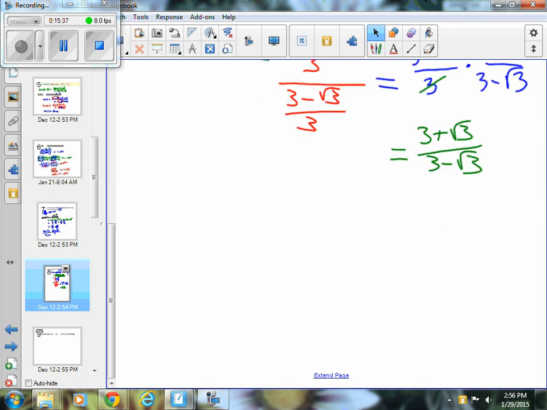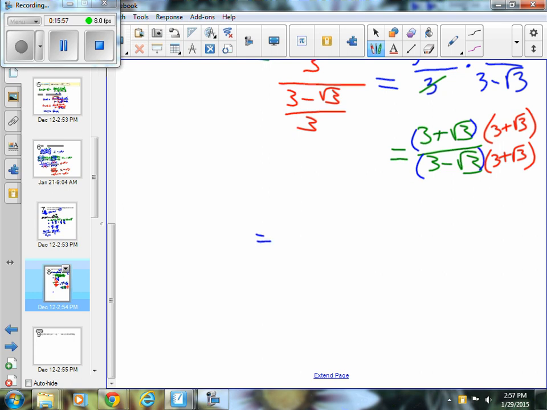Your book is assuming you know how to rationalize something to make it not have a radical in the bottom. So that's where we need to multiply by the conjugate. We're going to multiply top and bottom by 3 plus square root of 3. So top and bottom will multiply by that. And then just a little bit more arithmetic, and we're good to go.